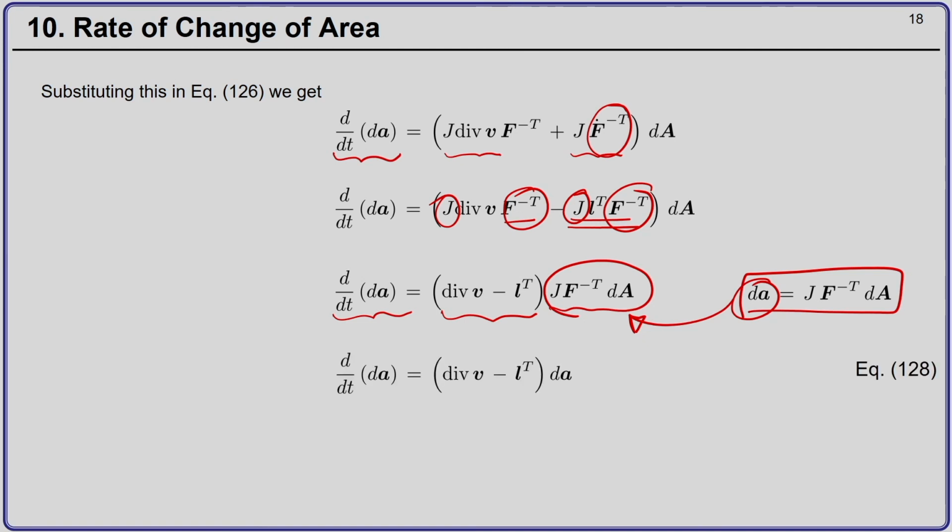If I write that, I can show that the rate of change of spatial area element dA is equal to divergence of the velocity vector minus the transpose of the velocity gradient tensor times the spatial area element dA. Okay.